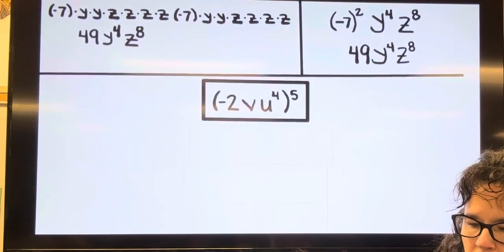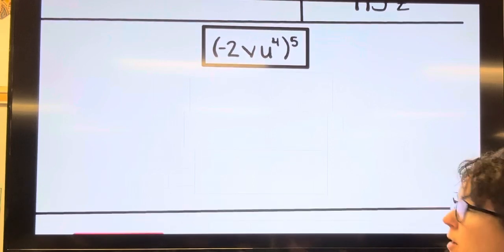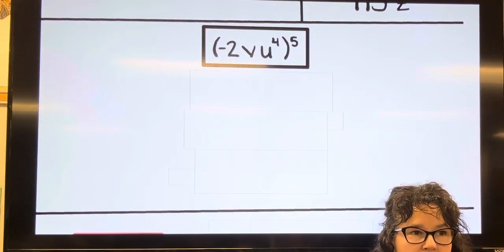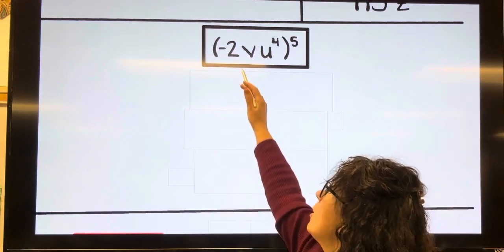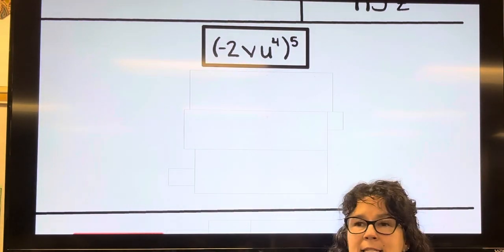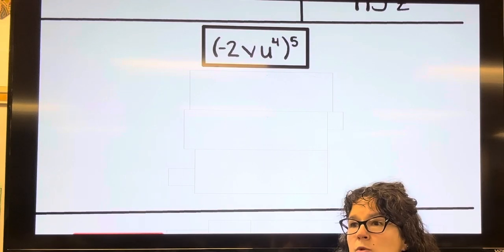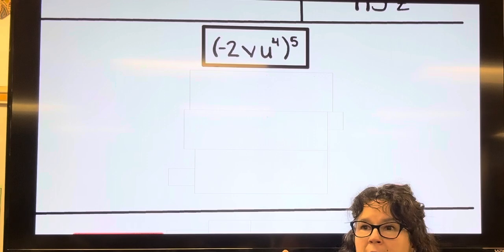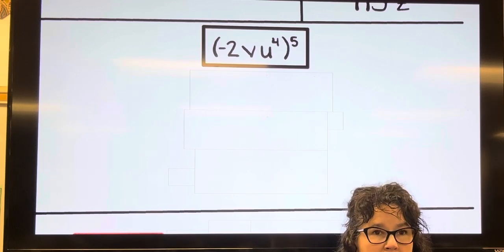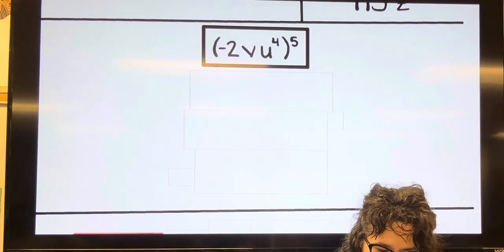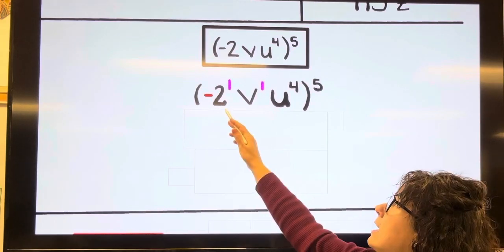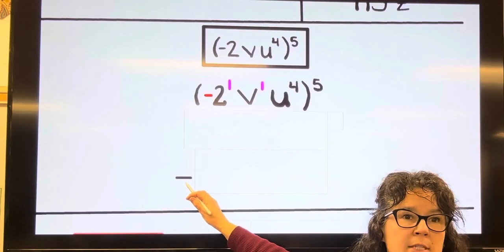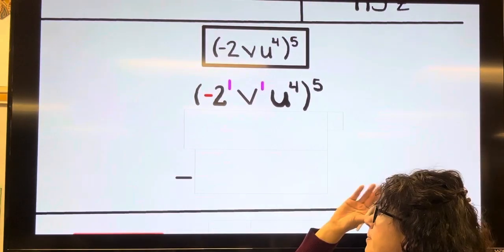Okay, so this one here, I'm going to use the shortcut again. But when I use the shortcut, I want to think, what is my final answer? Is it positive or negative? We have the number -2 raised to the 5th power, which means we're multiplying 5 negatives together. And if you have an odd amount of negatives, your final answer is negative. So I have emphasized the negative there. And I'm going to go ahead and just say, I know my answer is negative before I even get started.